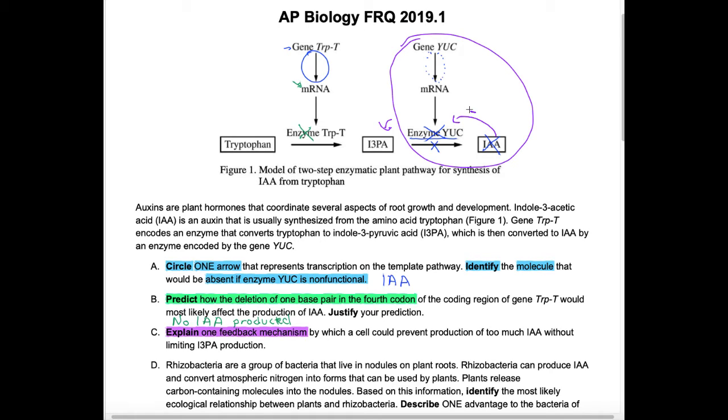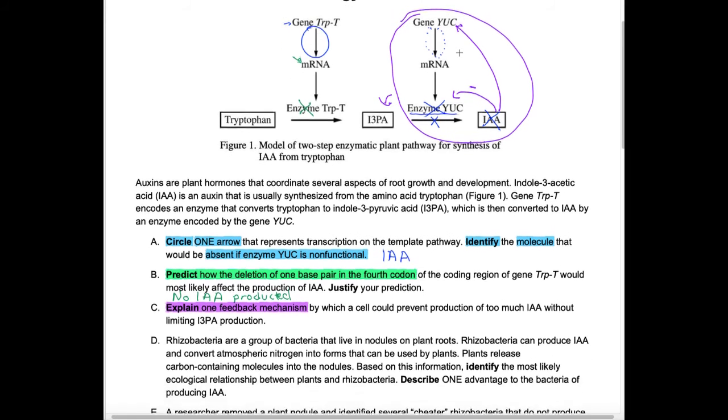Also, we could see that there could be some inhibition or regulation of the expression of the YUC gene. So maybe the production of IAA is going to repress the expression of the YUC gene, therefore we won't get any enzyme YUC. Both of those are acceptable answers. Now that we've got A through C done, let's take a look at D and E.